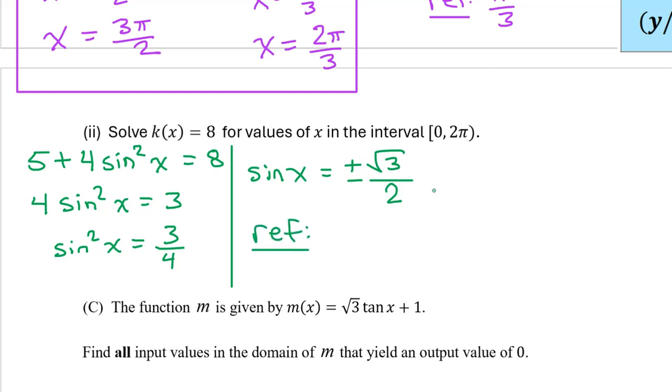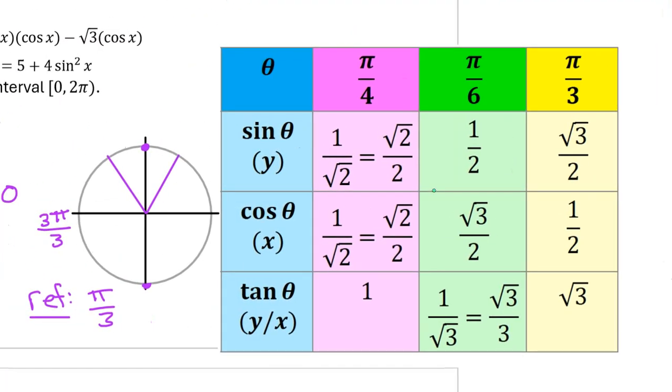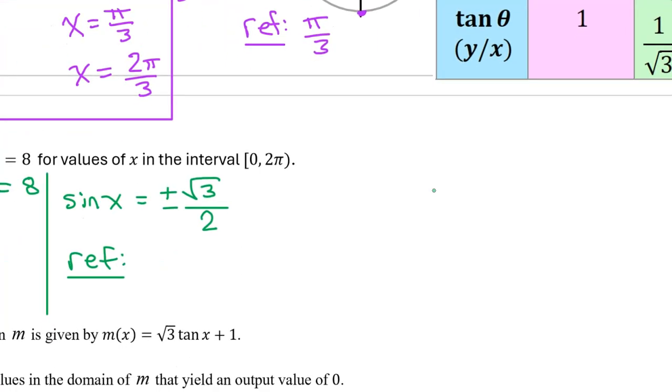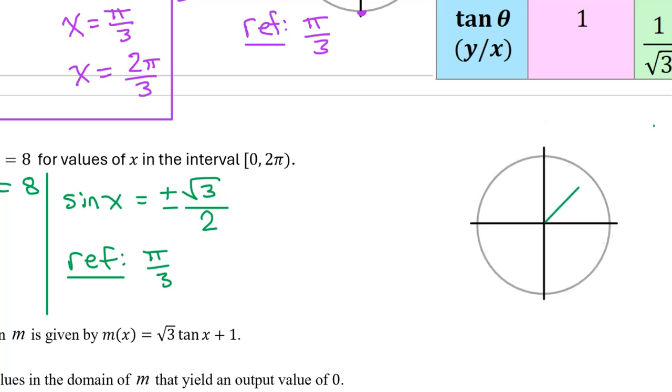Let us ponder the reference angle by ignoring the plus or minus and asking ourselves the sine of what is radical 3 over 2. We know that the sine of pi over 3 is radical 3 over 2. So pi over 3 is the reference angle. Since sine is allowed to be positive or negative, we will have solutions in every quadrant. So we will have solutions in quadrant 1 and quadrant 2, quadrant 3, and quadrant 4.